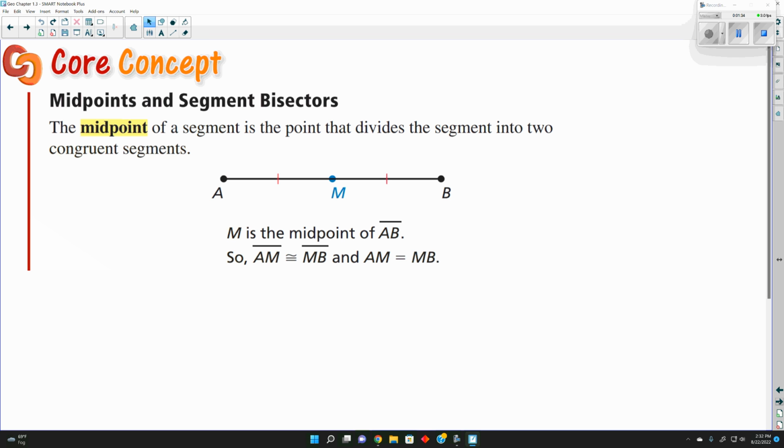The first thing we're going to talk about is midpoint. The midpoint of a segment is the point that divides the segment into two congruent segments. So a point is a midpoint if it divides the segment into two congruent segments. And we went over last week that if two segments are congruent, it means they have the same length, the same measure. Questions about a midpoint?